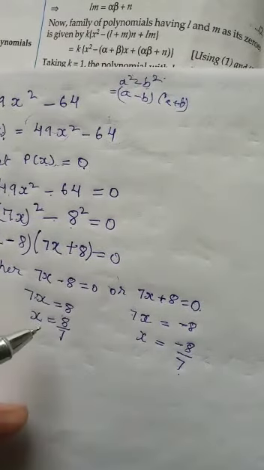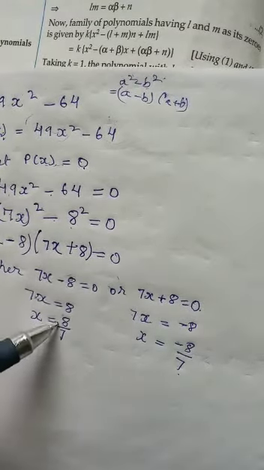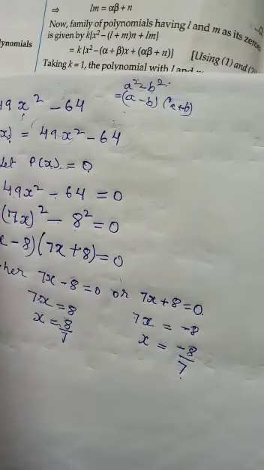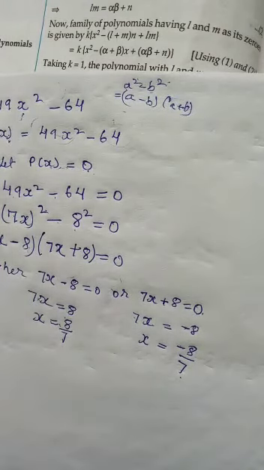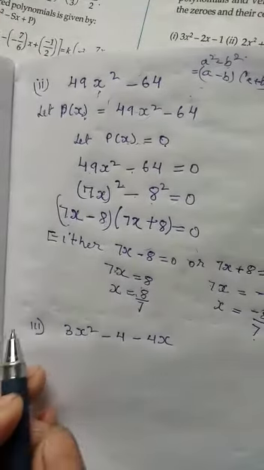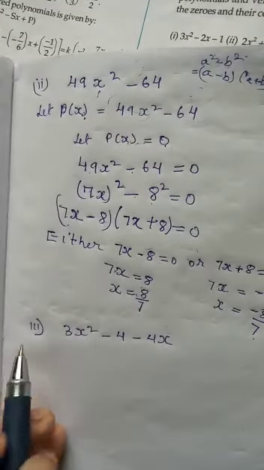To test whether your answer is correct or not, you replace it here. Okay, so if you get everything equal to 0, your answer is correct. If you don't get equal to 0, it is not correct. We will move on to number 3. Remember, our aim is to find the zeros.